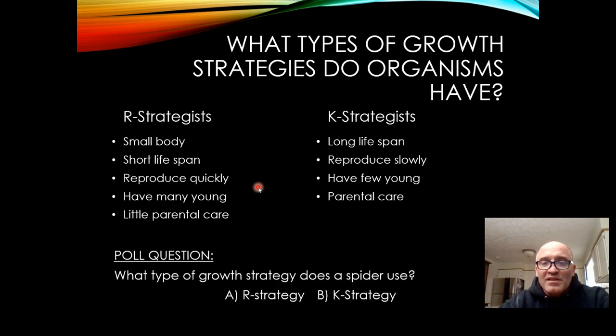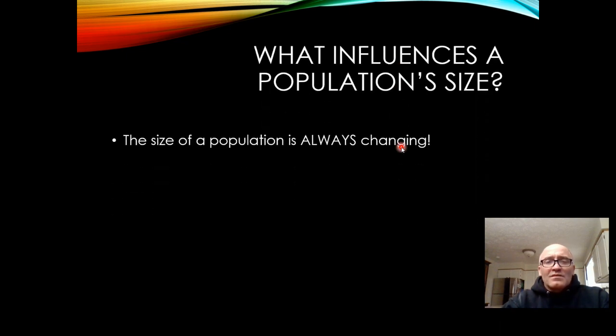Question for you here: what type of growth strategy do you think a spider has? That's correct. They are R strategists. Small, short lifespans, lots of babies, little care, no care by the parents. And again, not many of them are going to survive. Of the babies that are hatched from eggs, there's not many going to survive, as opposed to K strategists, where almost all the babies are going to survive. All right.